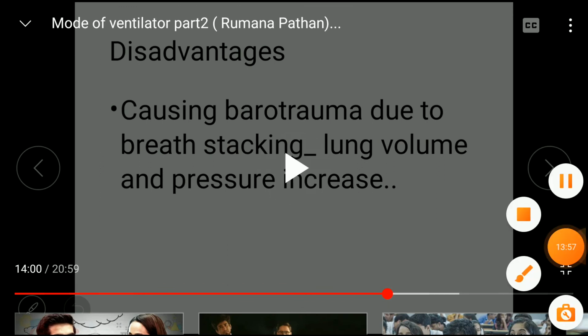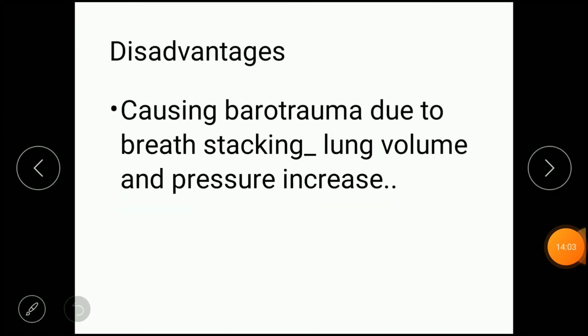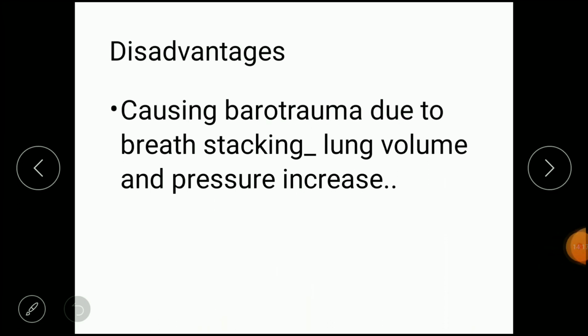Disadvantage: causing barotrauma due to breath stacking, with lung volume and pressure increase. Barotrauma means that due to continuous air pressure, some trauma occurs in the lungs. Because lung volume and pressure are increased continuously, breath stacking occurs. That means pressure is delivered by the ventilator in a continuous manner. So air pressure is increased and lung volume also increases. That causes barotrauma.